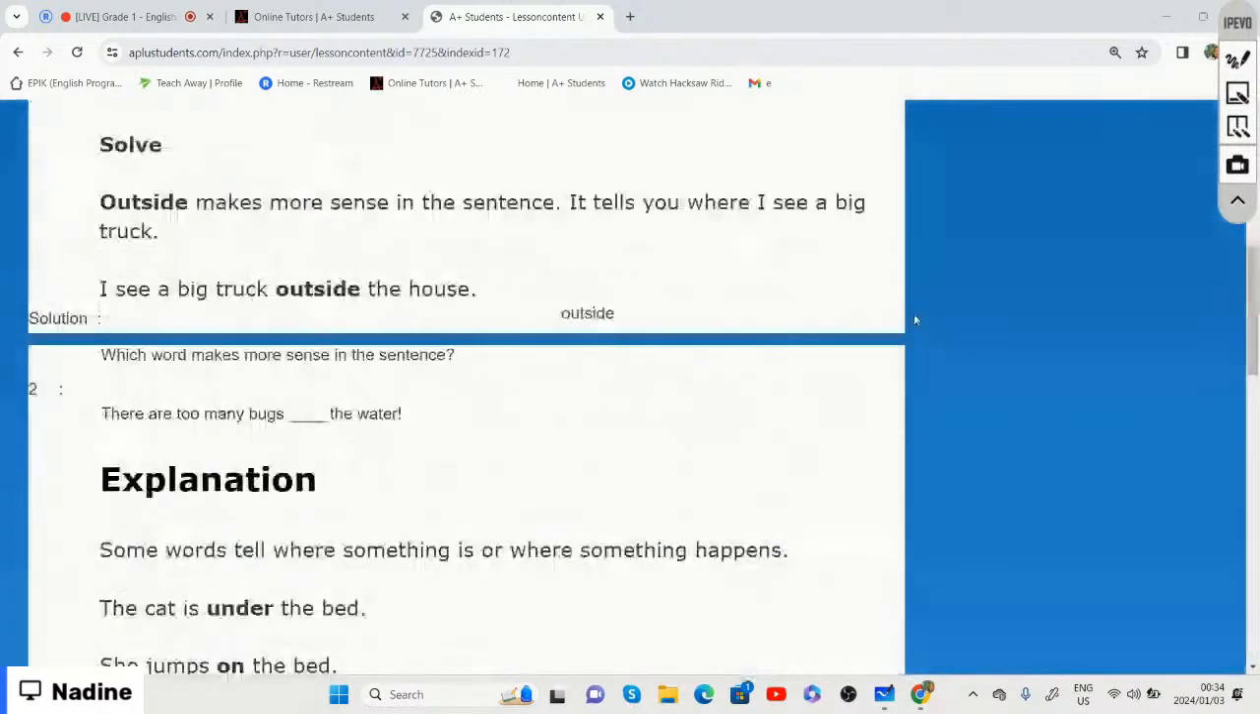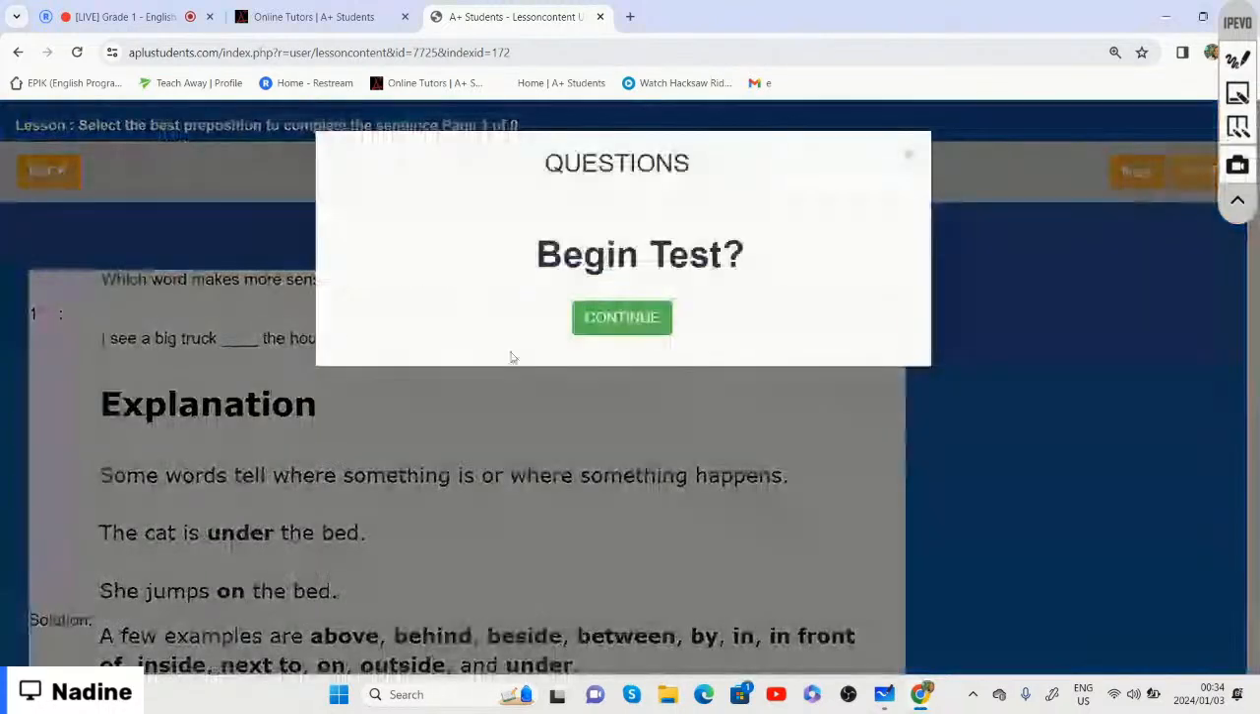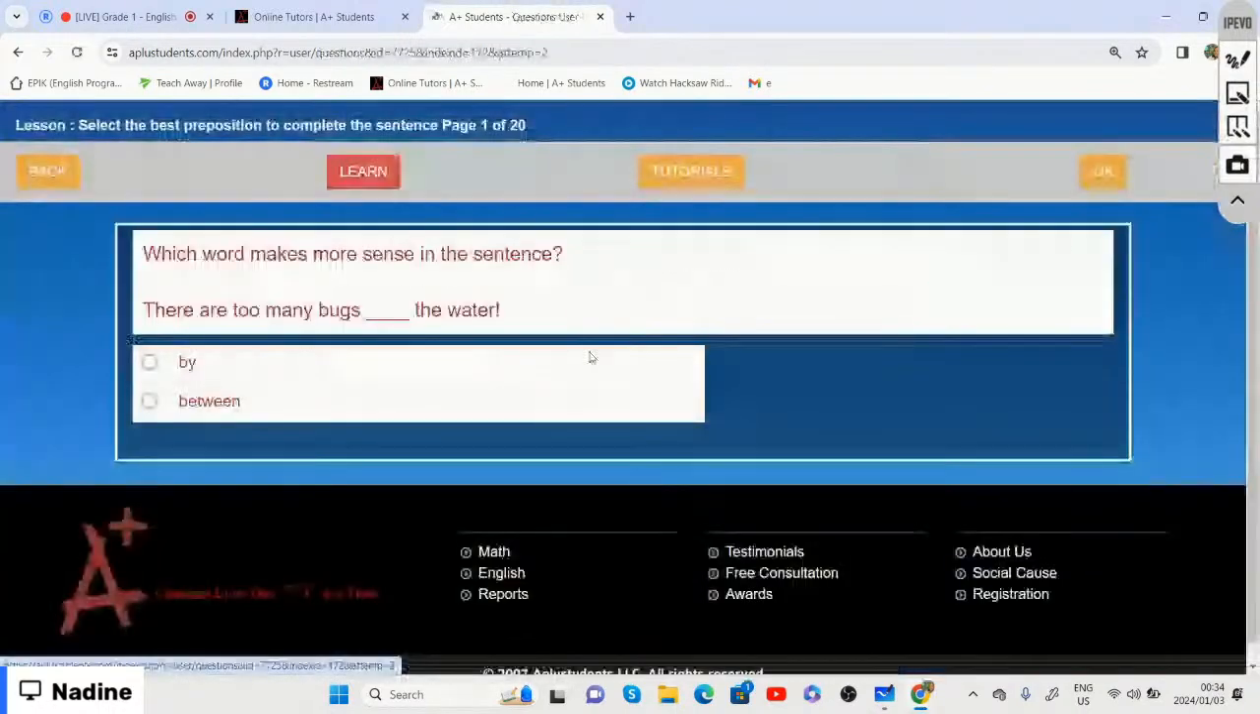All right, so now we're going to our test, where we're going to say where something is or where something happens, and we call that a preposition. So we're going to select the best preposition to complete the sentence by saying which word makes more sense in the sentence.